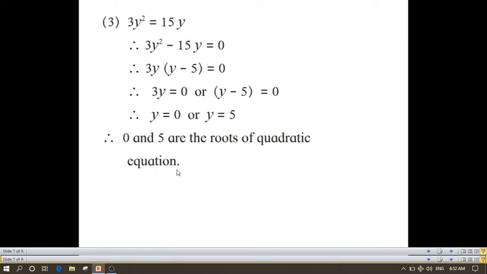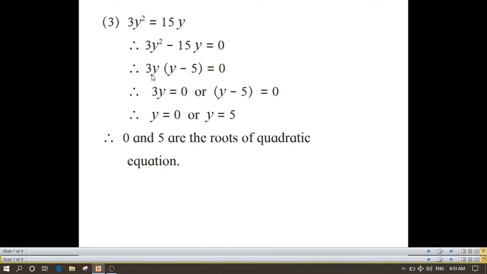Now take the third example. See, 3y² = 15y. This is not in the general form of a quadratic equation. So transfer 15y to the left hand side. We have 3y² − 15y = 0. We can solve this by inserting the constant term 0 because here the constant term is absent, or we can take the common factor between these two directly.